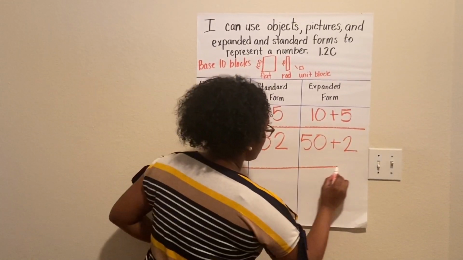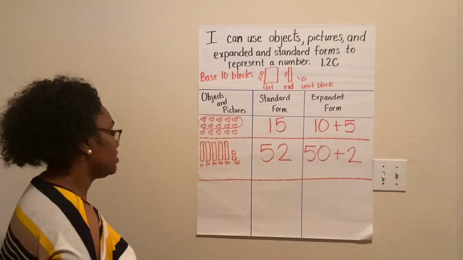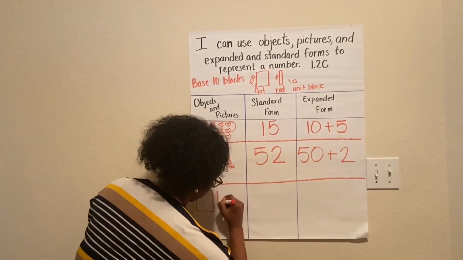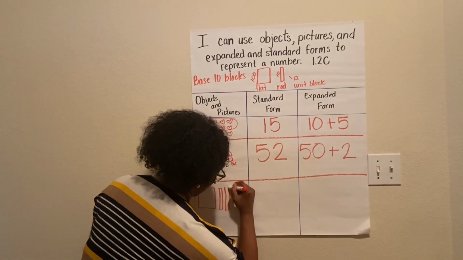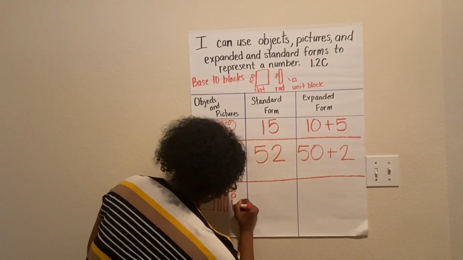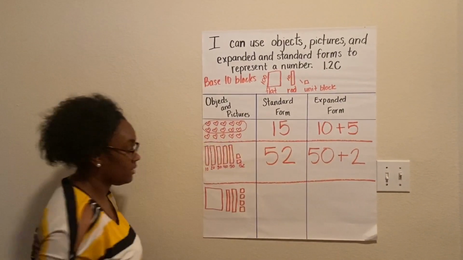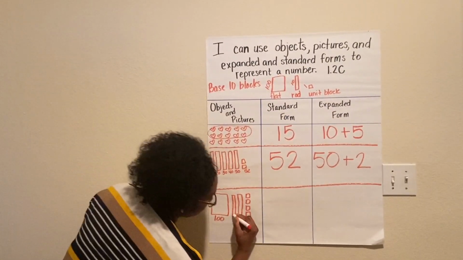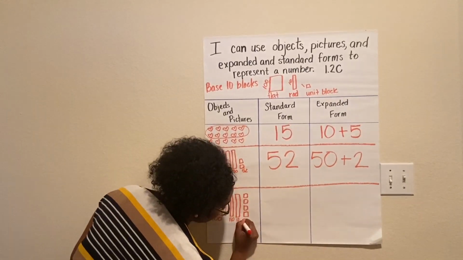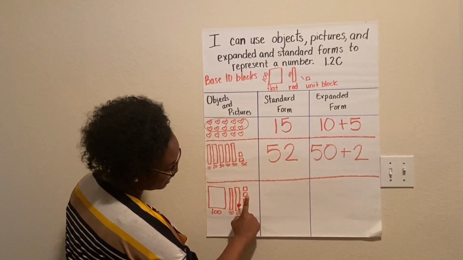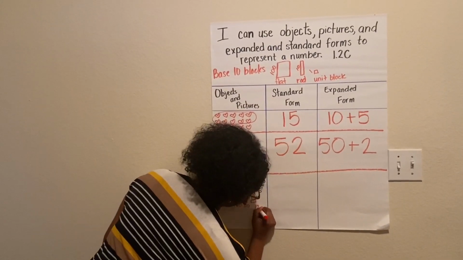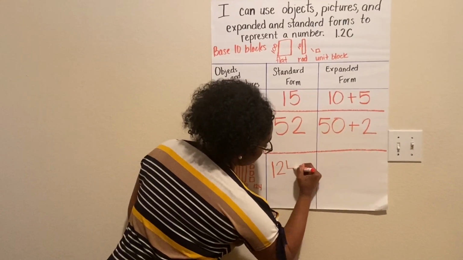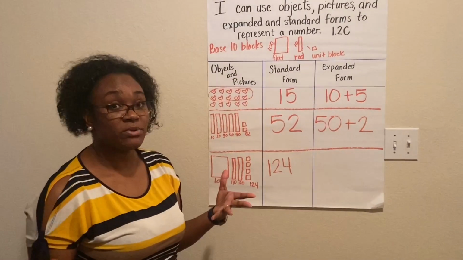All right, let's try one more with an even larger number. So if I were to draw, let's count it up. We know this is 100, 110, 120, 121, 122, 123, 124. So standard form, we'll write it here, 124.